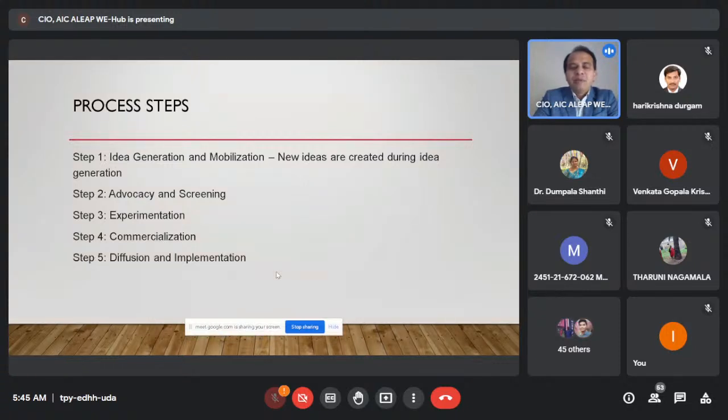Then diffusion and implementation. So you have to work out the possibilities and feasibilities of the product launch, and then you commercially sell the product. That is nothing but the implementation of it. Maybe you will sell that product to one company, or you license it, where it is referred to as technology transfer. When you license it to any entity, then it is referred to as a technology transfer. So the implementation starts with that.